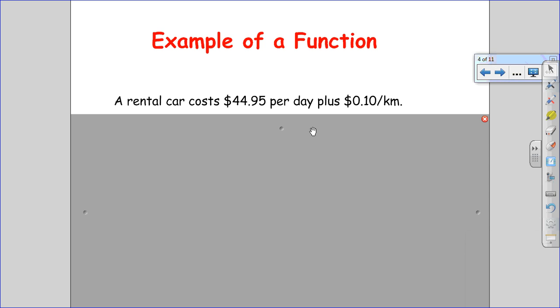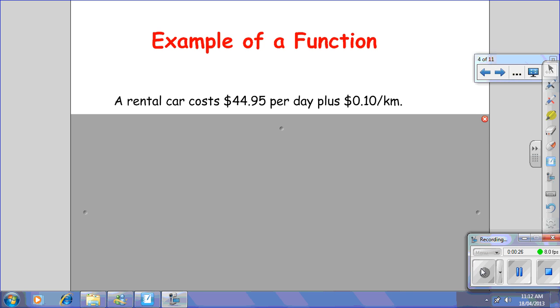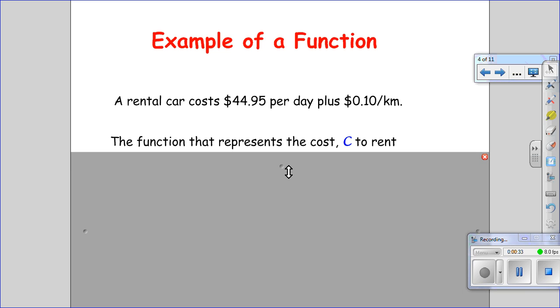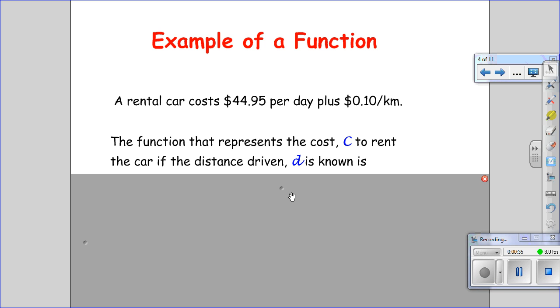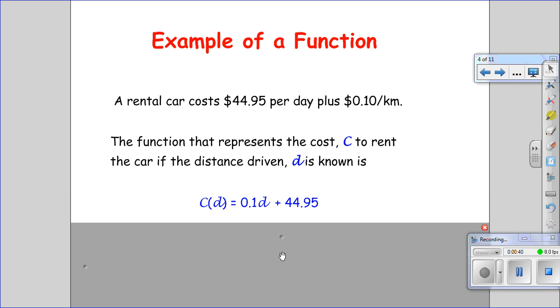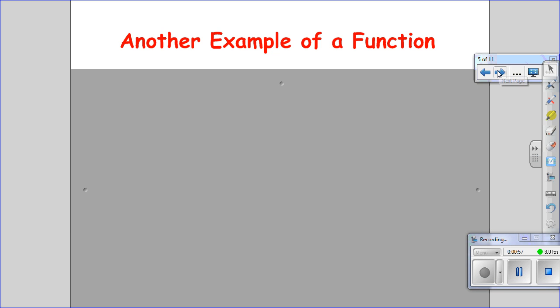One example of a function: a rental car costs $44.95 per day plus 10 cents a kilometer. The function that represents the cost C to rent the car, if the distance driven D is known, is C(D) = 0.1D + 44.95. That's a classic linear relation, and we know all linear relations are functions. We've seen that many times before. Regardless of what value we substitute in for D, we will always get a unique value out for C.